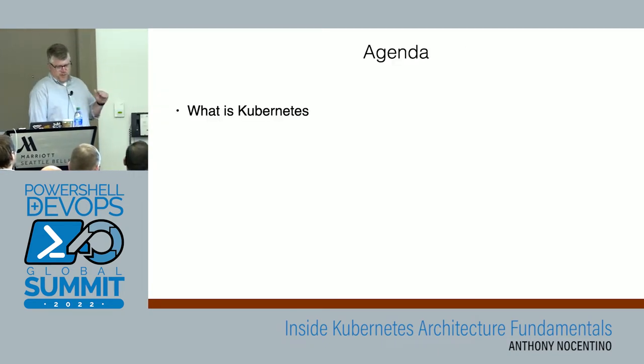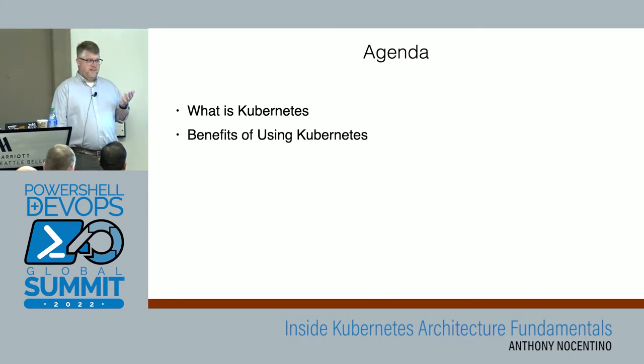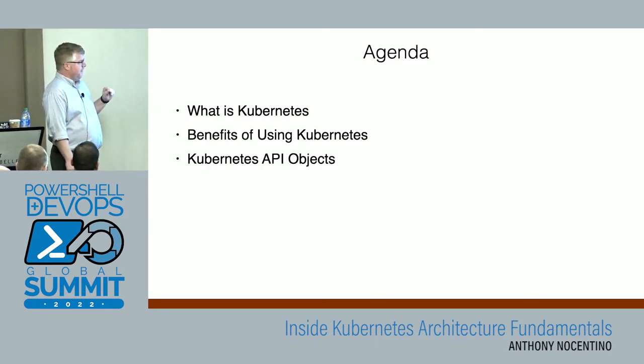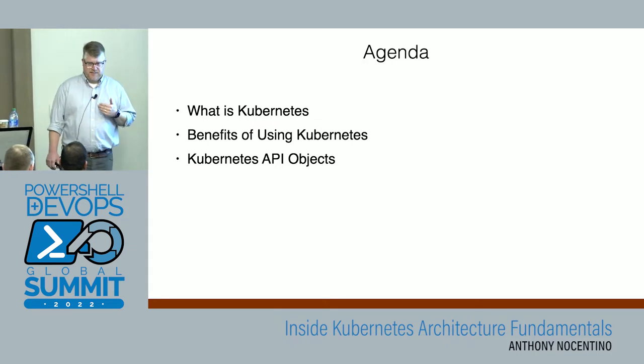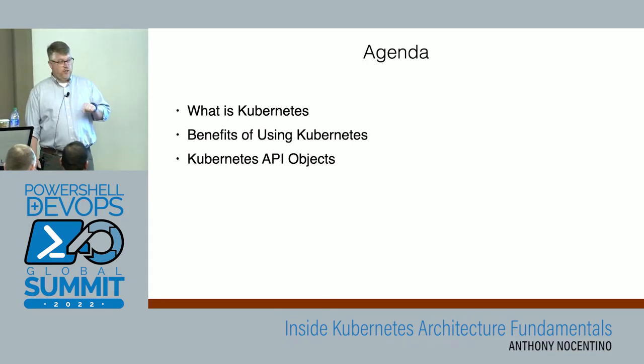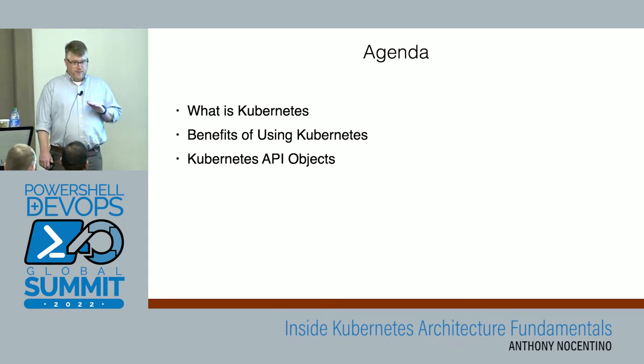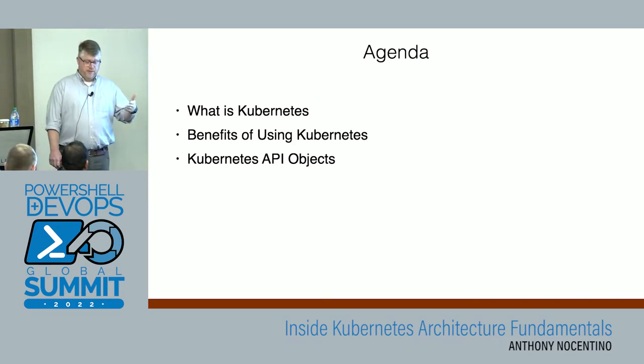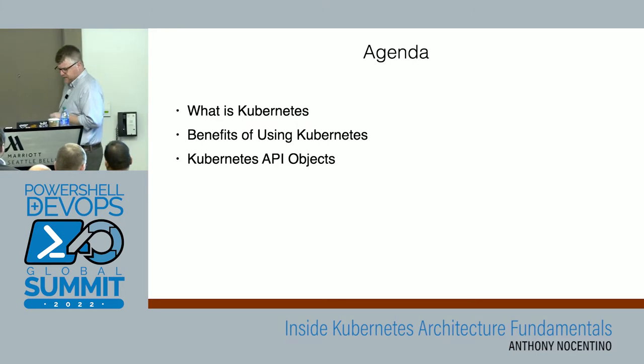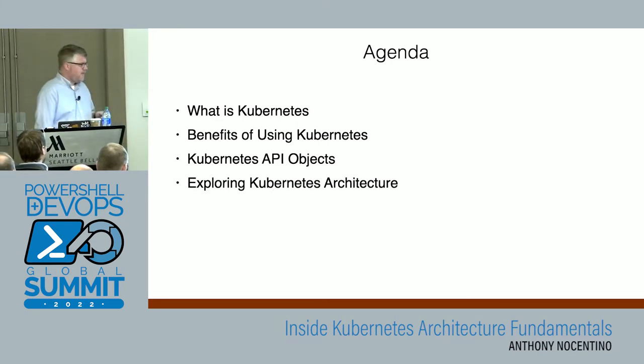So we're going to introduce what Kubernetes is. We're going to talk about why. That's a big reason. Then we're going to get into the Kubernetes API objects. One of the powers of Kubernetes is you get to write code to do stuff. Most of y'all are probably familiar with deploying things in an imperative way, but Kubernetes shifts the model and does things in a declarative way, and we'll talk all about that.